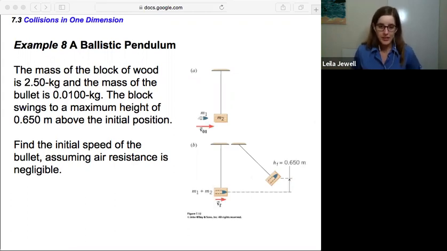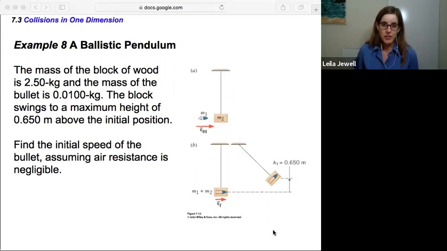So adding in some velocity labels here, we have the initial velocity of the bullet, v01. Then we have the final velocity of the bullet and the block together, and then they swing up to this maximum height as labeled. This is a really nice labeling of the picture and all the details that were given to us in the problem, as well as adding in those velocities.